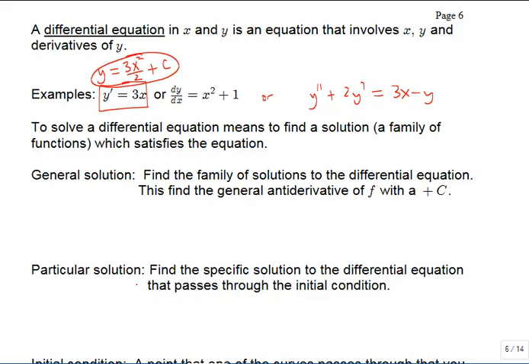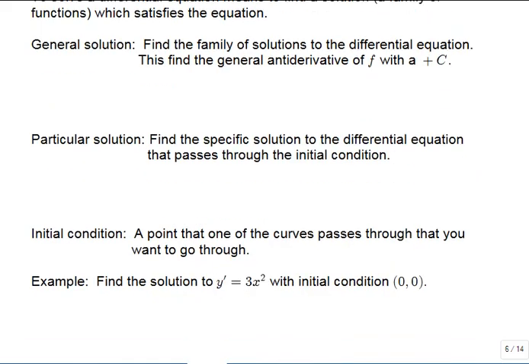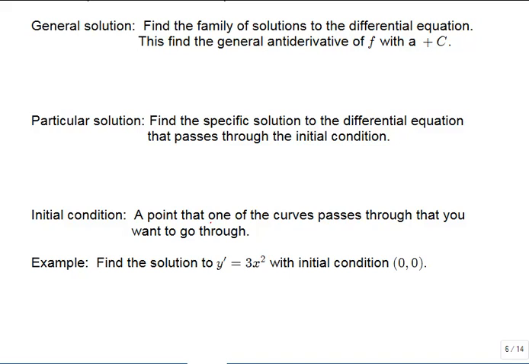A particular solution finds the specific solution, the specific curve to the differential equation that passes through something called an initial condition. And an initial condition is just a point, an x and a y. So there's only going to be one curve that passes through a certain ordered pair, like 0, 0. When you're finding a particular solution, you're finding which one of these curves goes through that particular point.